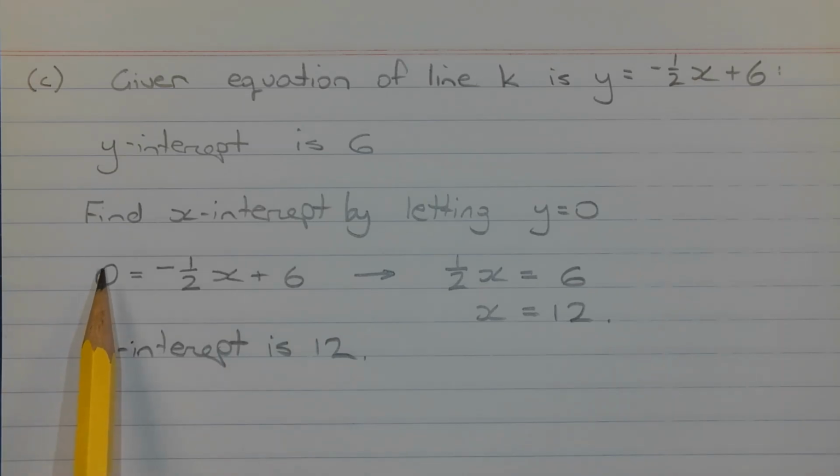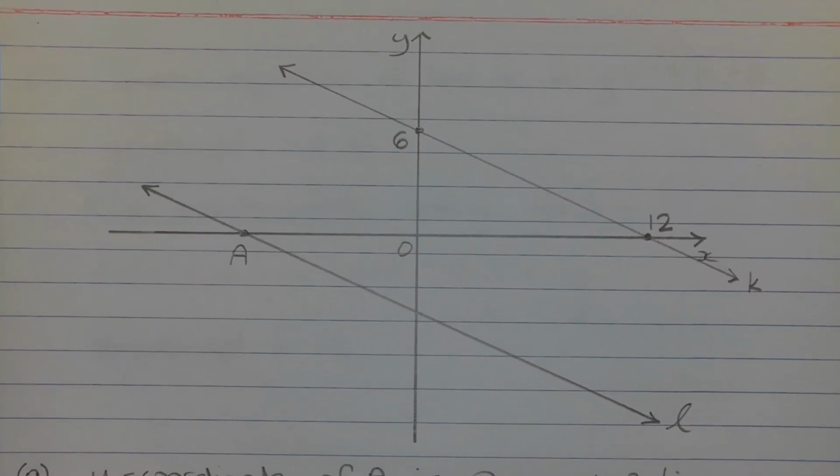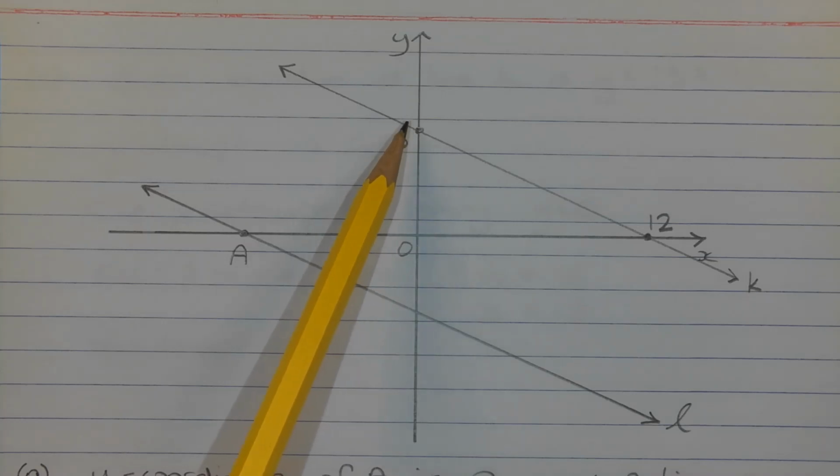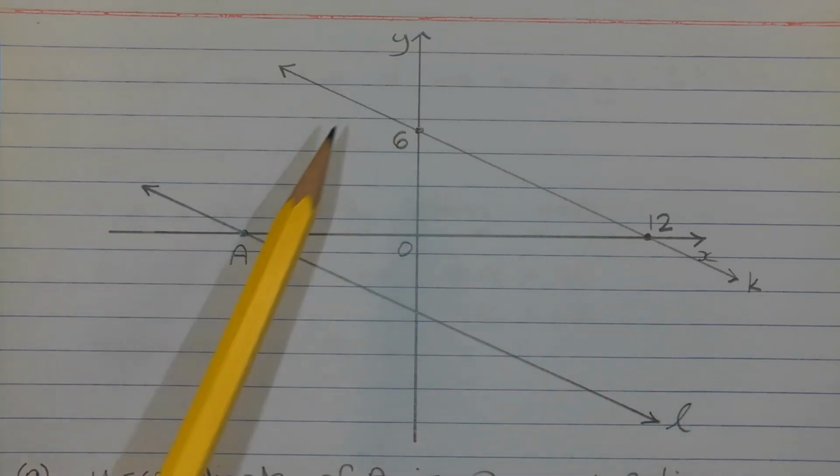So we have this equation. 0 is equal to negative half times x plus 6. Rearranging the equation to isolate half x, we get half x is equal to 6, which means x is equal to 12. So the x-intercept of line K is 12. Sketching the line on the diagram, we get this line here. Y-intercept of 6 here, and x-intercept of 12 here. Notice also that line K is parallel to line L.